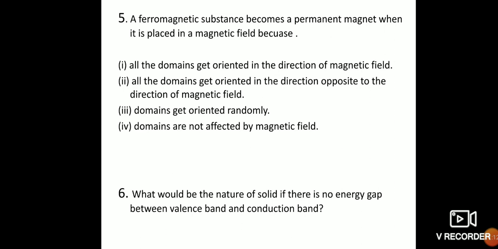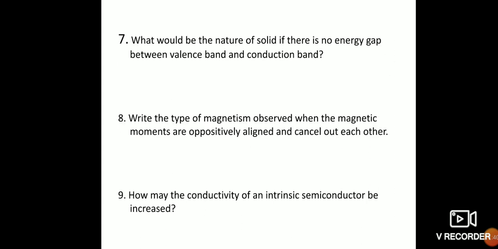Next question. What would be the nature of a solid if there is no energy gap between valence band and conduction band? If valence band and conduction band are merged together, then what will be the nature of the solid? Right answer is conductors or metals. Question number 7 is the same as 6.